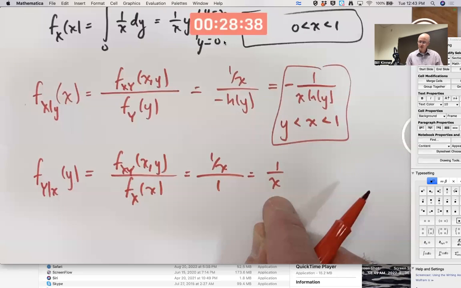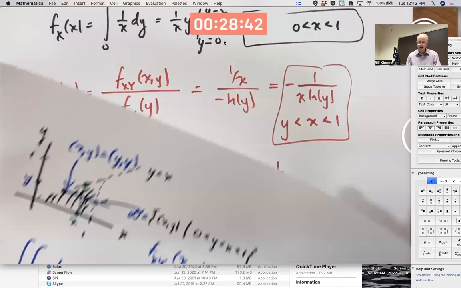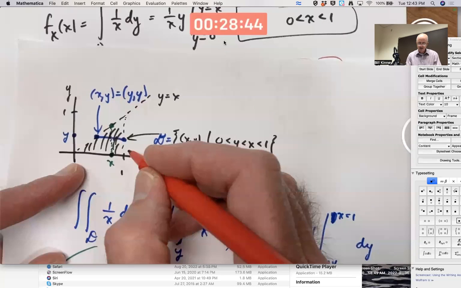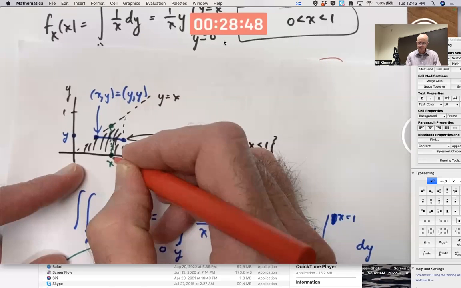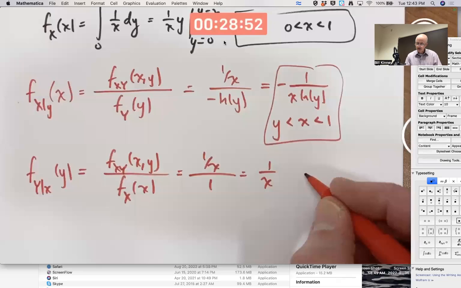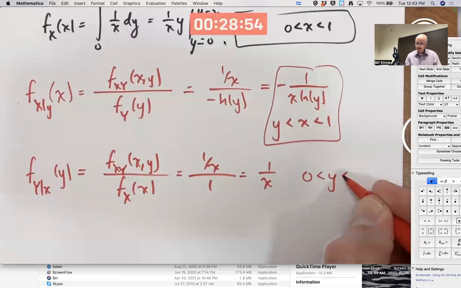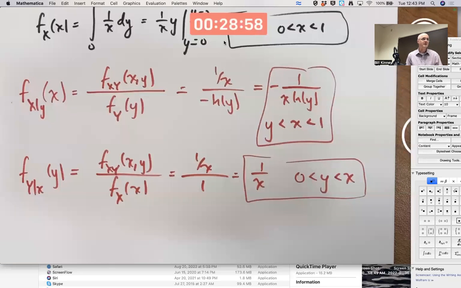The domain, just like this one depended on Y, the domain of this one does depend on X. Go back to the picture again. For any fixed value of X, how does Y vary? Along this vertical line, the second coordinate of that point is 0. The second coordinate of that point is X. Y goes between 0 and X. The domain is important. And that'll be relevant for finding the curves of regression.